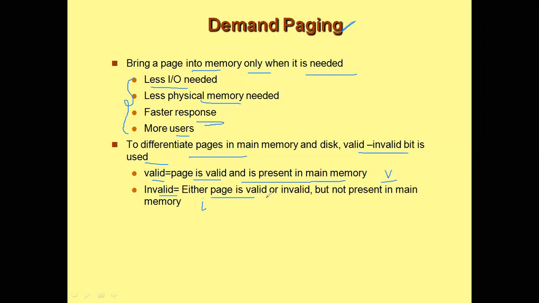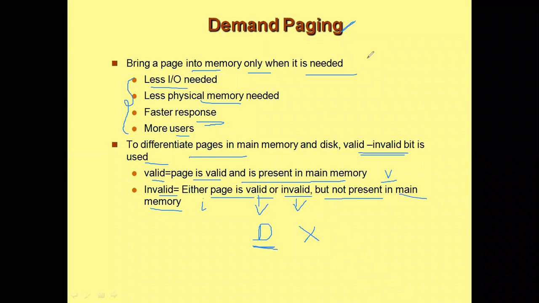Invalid means this page could be valid or could be invalid, but it is not residing in the main memory. That means this page could be valid and residing in the disk, or it could be invalid, which is not existing anywhere. So there are two possibilities in invalid. It could be valid but not residing in the main memory, which means it is residing in the disk, or it could be invalid, which is not at all residing in any of the places. This is the significance of a valid invalid bit.